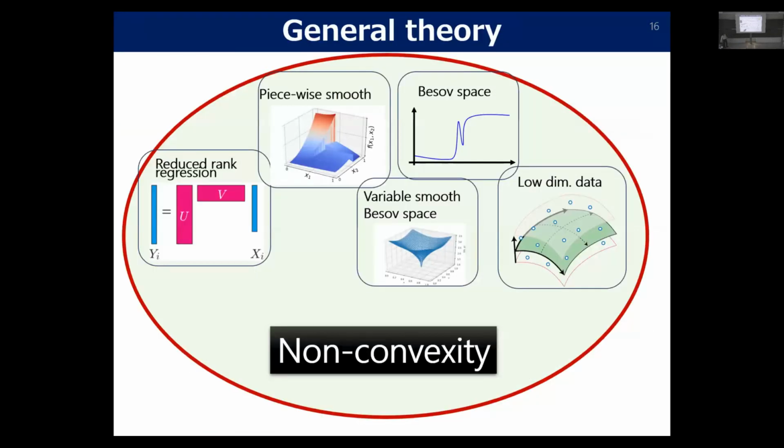I skip this one. Okay, so this kind of non-convexity, that the convex argument can be applied to many other existing works, like piecewise smooth functions and variable smooth Besov space. So there are some other results, and all of them can be explained by this convex argument. To show the superiority of deep learning, the non-convexity of the model is very important. Once we can check the non-convexity, it is rather easy to show the difference between the deep and the shallow method.